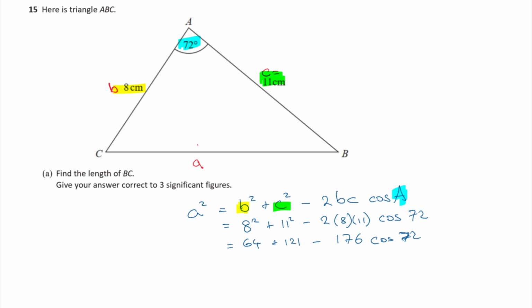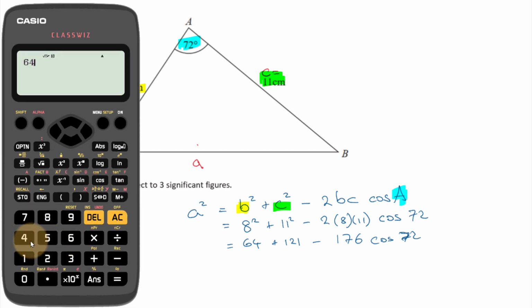Okay. Yeah, so I might even go and add 64 and 121 together and type that in, but I'm going to be lazy now. 64 plus 121 minus 176 cos 72, I believe that comes out to be 130.6. Okay.